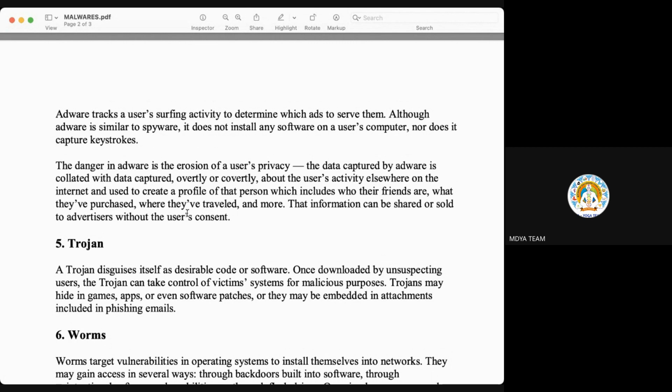And then Trojans are also software or code which pretend to be a standard one or the desired one that you want. But once you download this software, they take control of the victim's system for malicious purposes. They may hide in games or apps or even software patches. They may be embedded in attachments included in phishing emails. So they are again dangerous.